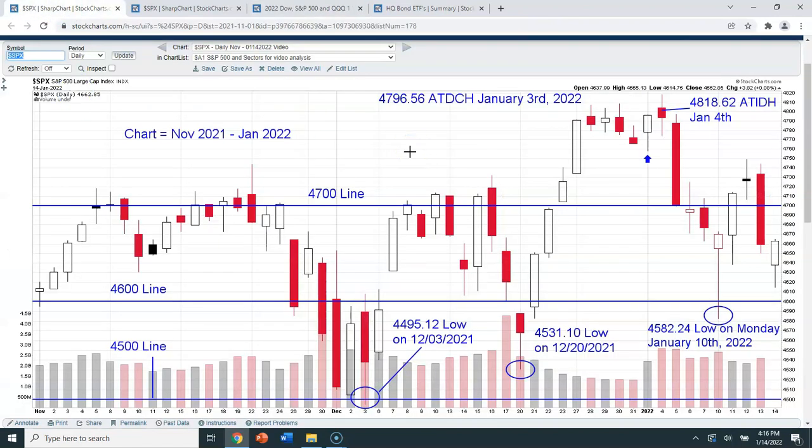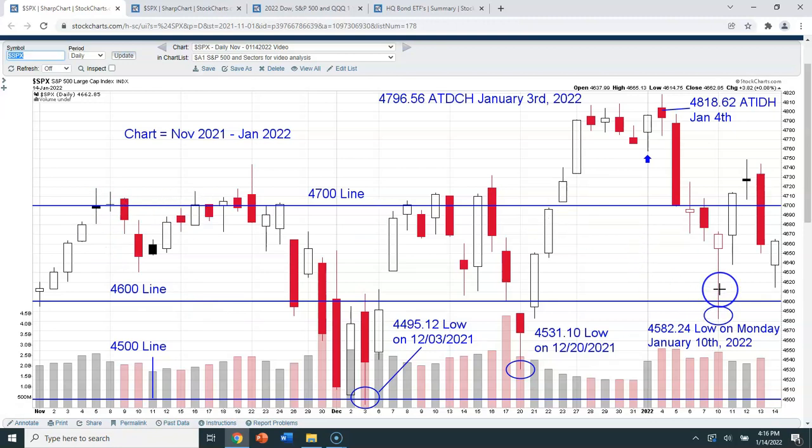Now, this first chart that we're going to look at goes back to the beginning of November. So we've got November, December of last year, and then the first 2 weeks of trading for 2022. This is a daily candlestick chart of the S&P 500. So each candlestick does represent 1 day of trading. We have a few horizontal blue lines, 4,500 at the lower end here. We have 4,600 line and then 4,700 to give us some perspective.